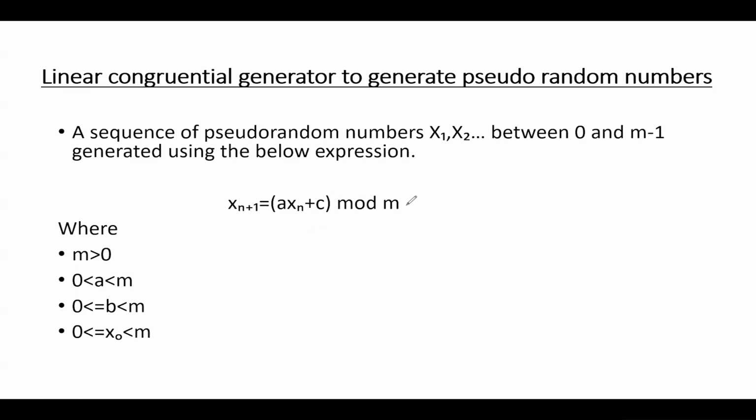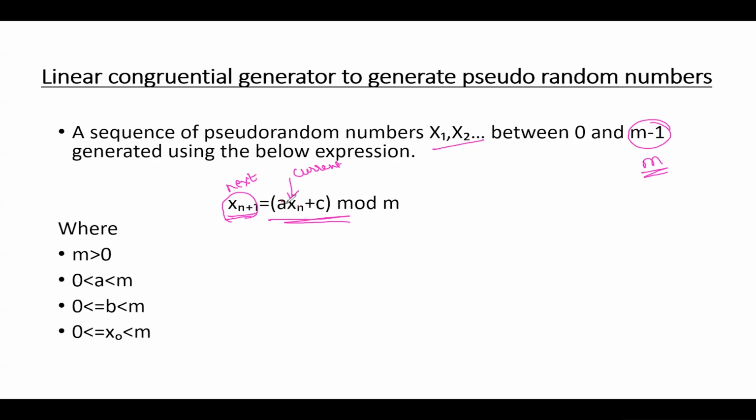It says that a sequence of pseudo-random numbers x1, x2, etc., between 0 and m minus 1, where m is the upper limit we are giving, is generated using this particular expression. This is your linear congruential generator expression, where x(n+1), which is nothing but the next random number, is a times x(n), where x(n) is the current value that got generated. So x(n+1) is the number after x(n).